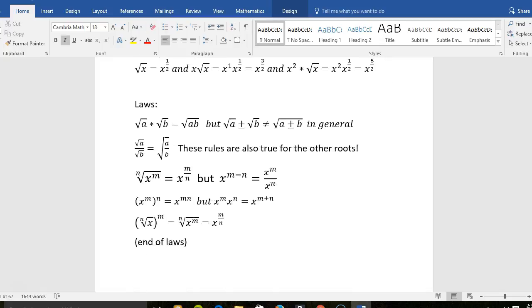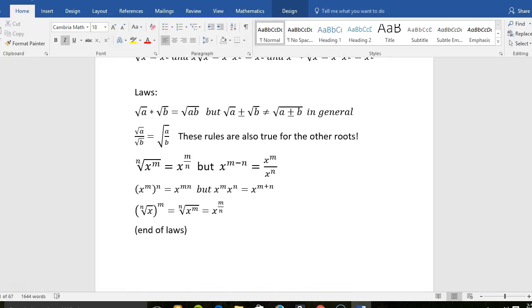So now here are the laws. I've kind of put the cart in front of the horse by already doing some examples, but oh well. For any radical, this is true of not just the square root, but the cube root. Like the square root of a times the square root of b is radical ab. And notice that these rules are true for all roots. Like the square root of a divided by the square root of b is radical a over b, as long as b is not 0. We can't divide by 0, of course.